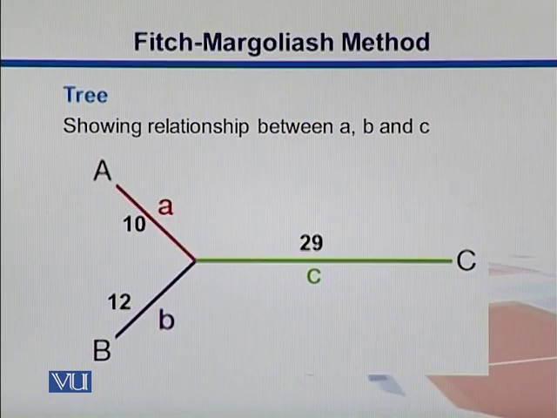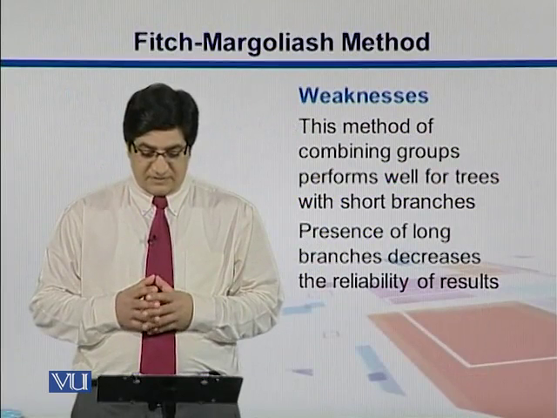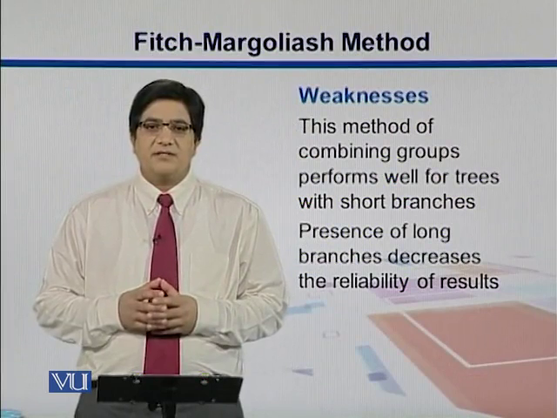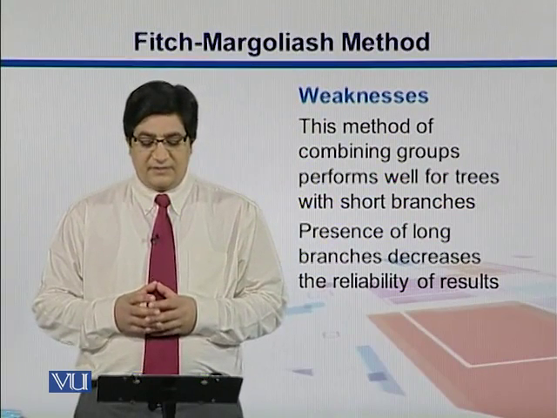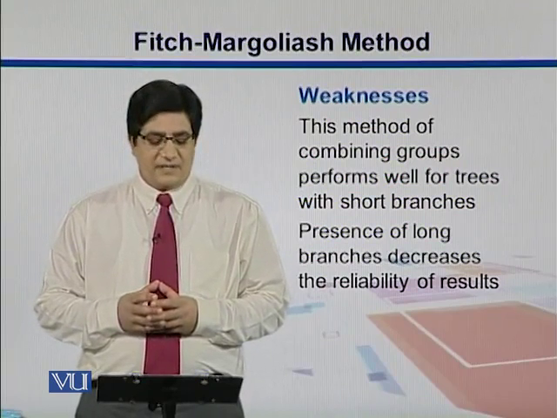In this, since we are also having assumptions of additivity, the distance between A and C is 10 plus 29, that is equal to 39. Same way, A and B are at a distance of 10 plus 12, 22, and B and C have a distance of 41. But there is one weakness, guys, as far as this method is concerned. It's good with short branches, but if the branch lengths are longer, then it has an issue with its reliability.